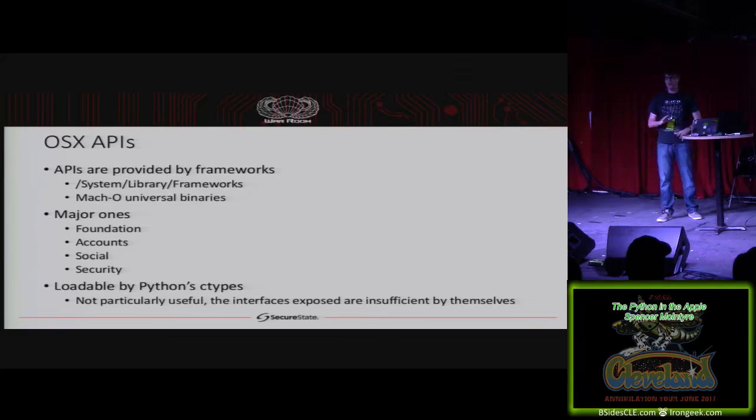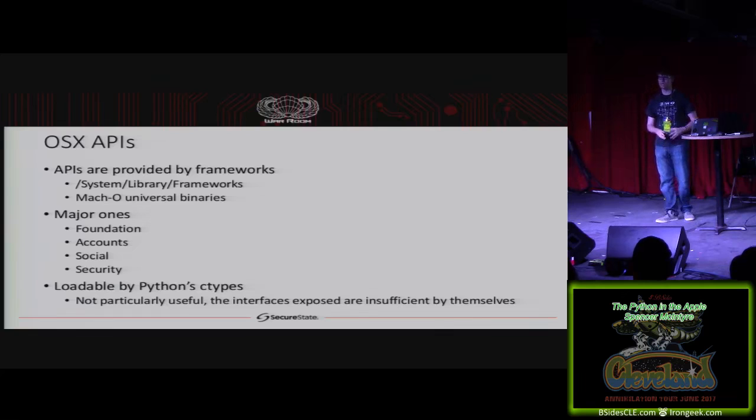All right, so how the OS X APIs are all broken out. So it turns out that I got all the ctypes stuff working, and you could load up the .so files, call into the function, things like that. On OS X, not actually that useful, unfortunately.